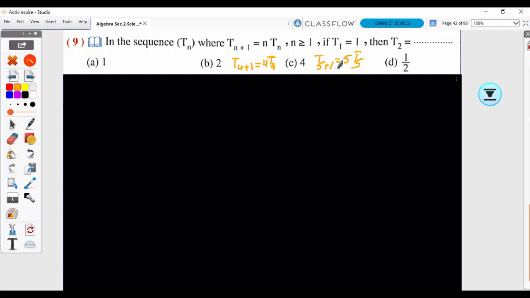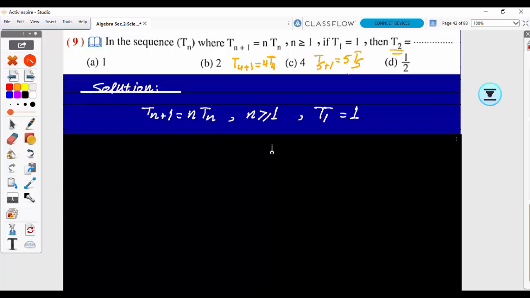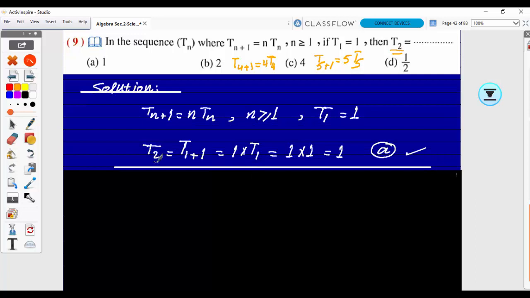The required here is to find T2. So we write T2 in the form T1 plus 1. Here is n, and n equals 1 in this case. And 1 multiply T1. T1 equals 1 here. It will be 1 multiply 1 equals 1, and the result will be in letter A.